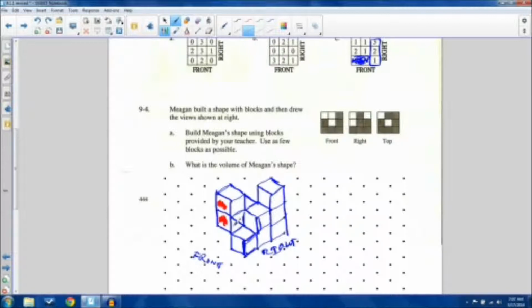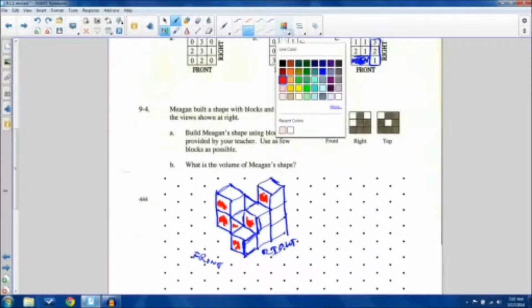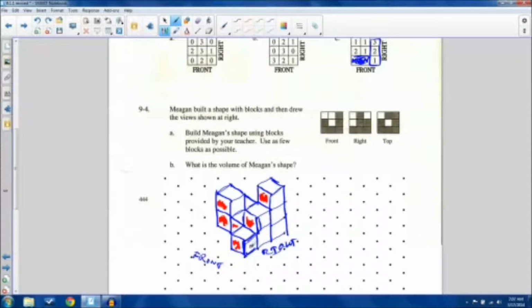So here are the ones in the front. This was a one-story building here. This was a one-story building here. And behind it we had this and this. So this is all you can see on the front. Let's do purple for the right. Right facings are here. Here.